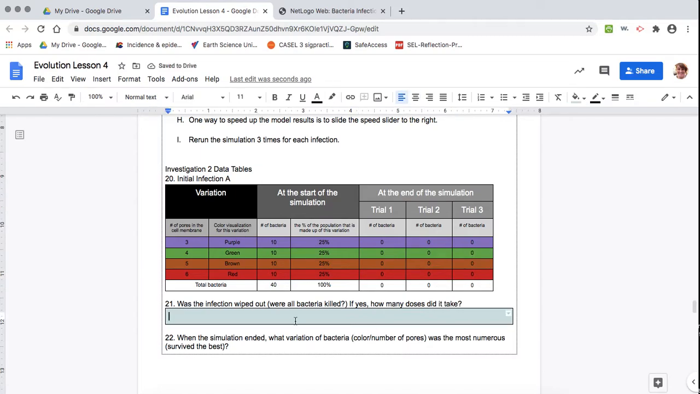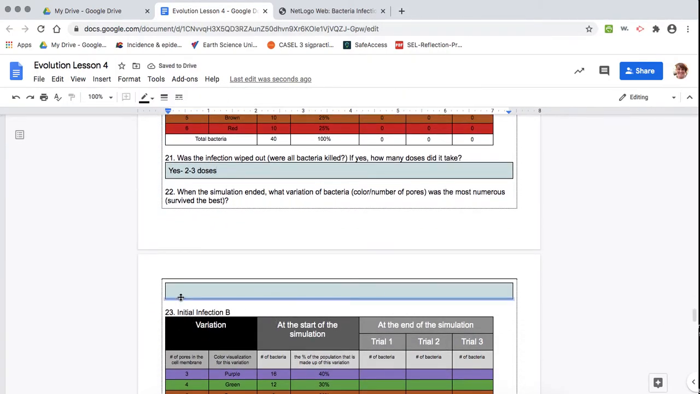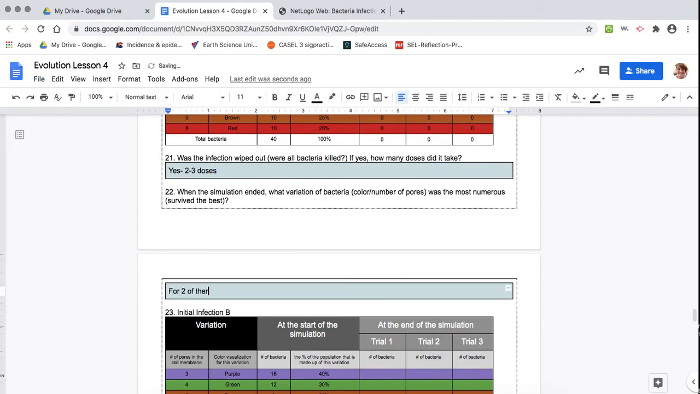So our first question was, the infection wiped out? Yes, in 2 to 3 doses. And then the second question, when the simulation ended, what variation was the most numerous or survived the best? So even though they all died, for 2 of the trials, the purple, in 1 trial, brown, or was it red? It was red. Red survived longest.